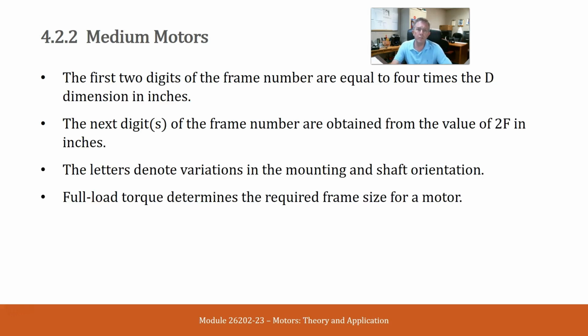Medium motors. The first two digits of the frame number are equal to 4 times the D dimension in inches. The next digit of the frame number is obtained from a value of 2F in inches. The letters denote variations in the mounting and shaft orientation. Full load torque determines the required frame size for a motor.